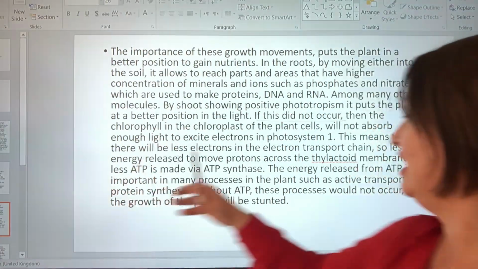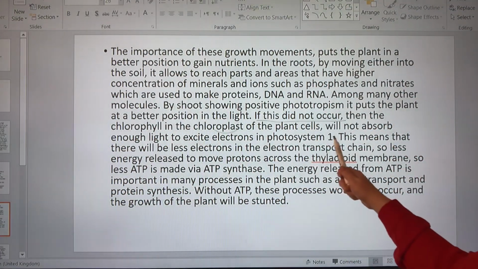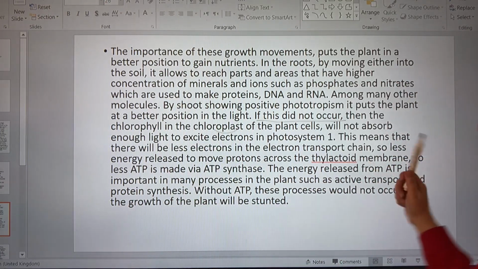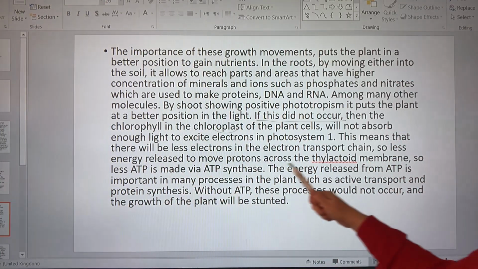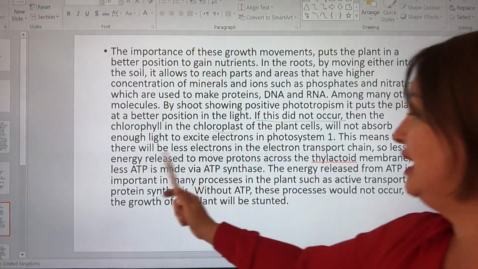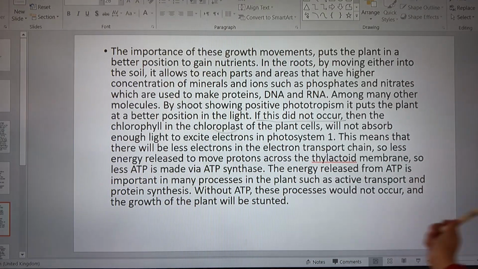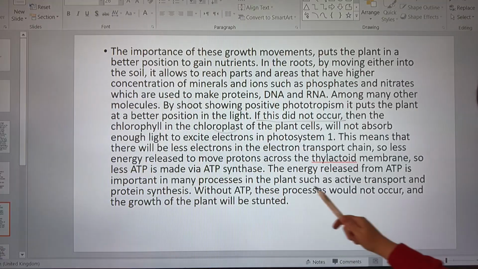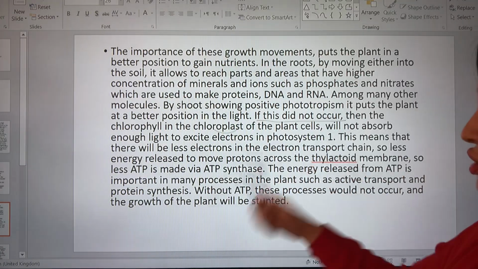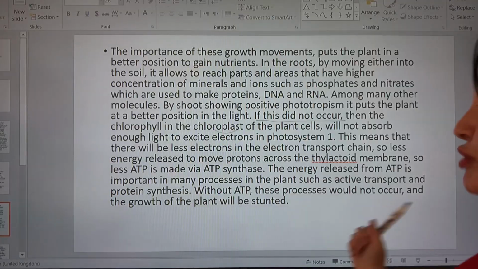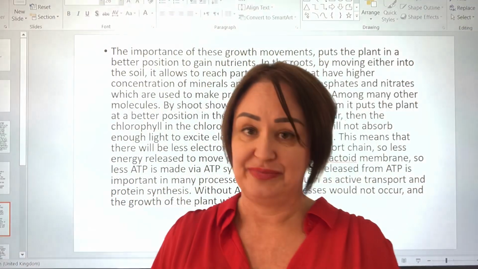A-level, A-level, A-level. In photosystem 1, this means that there'll be less electrons in the electron transport chain, so less energy is released to move protons across the thylakoid membrane, so less ATP is made via ATP synthase. The energy released from ATP is important in many processes in the plant, such as active transport and protein synthesis, and without that, those processes would not occur.